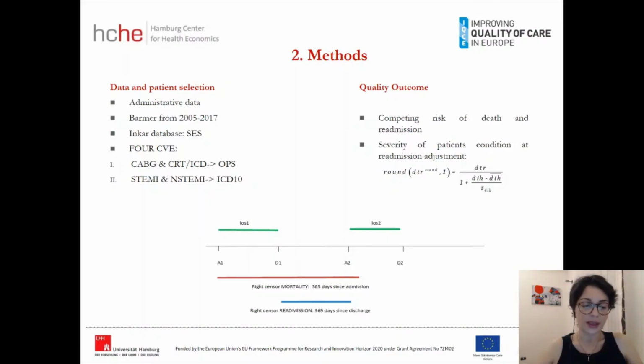We included 4 cardiovascular events: 2 interventions, bypass and pacemaker implantation, and 2 myocardial infarction types classified according to the ICD-10 codes, with ST elevation and non-ST elevation. We accounted also for competing risk of death and readmission, and we also took into account the severity of patient condition at readmission by dividing the days to readmission by the total in-hospital stays. In the graph below, you can see that we consider time to mortality as the time lapse between the first admission and death, and the time to readmission as the time lapse between the discharge and the next readmission.